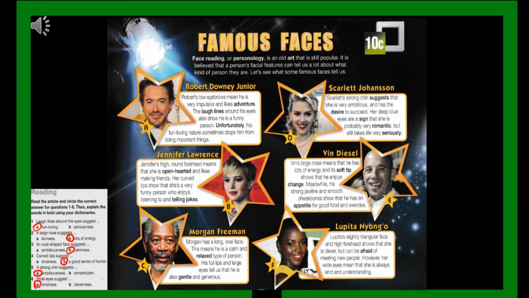A. Robert Downey Jr. Robert's low eyebrows mean he is very impulsive and likes adventure. The laugh lines around his eyes also show he is a funny person. Unfortunately, his fun-loving nature sometimes stops him from doing important things. B. Jennifer Lawrence. Jennifer's high, round forehead means that she is open-hearted and likes making friends. Her curved lips show that she's a very funny person who enjoys listening to and telling jokes.